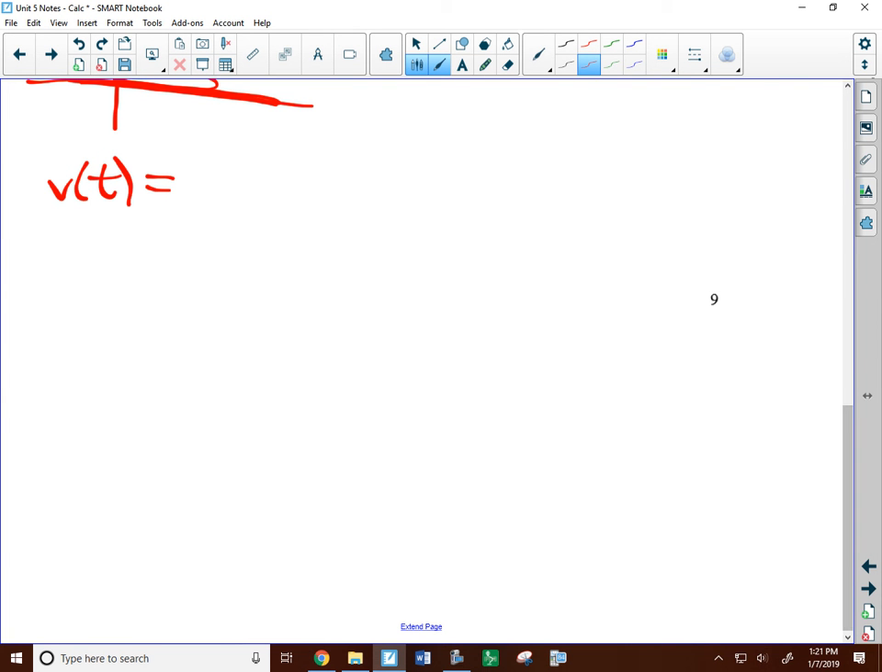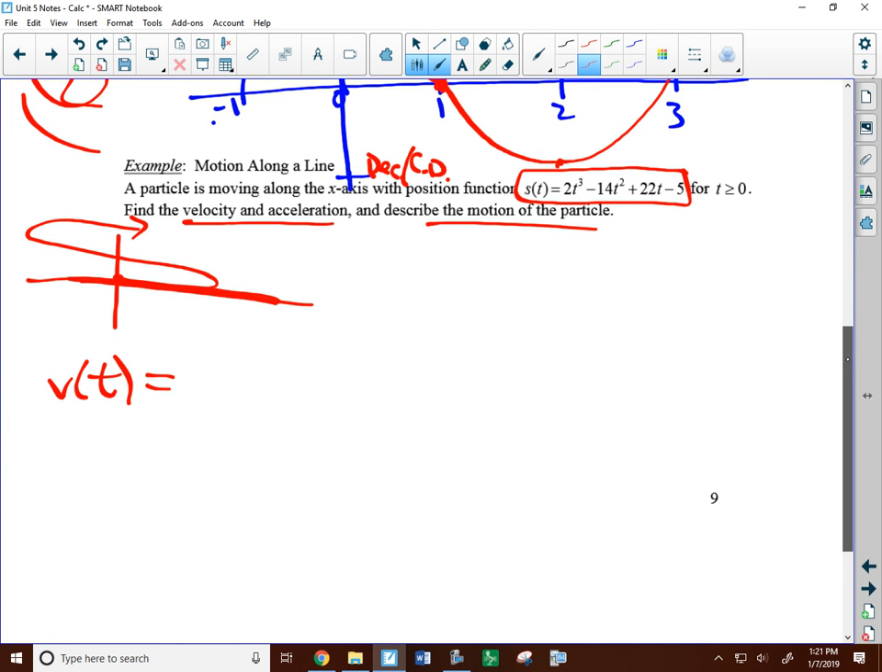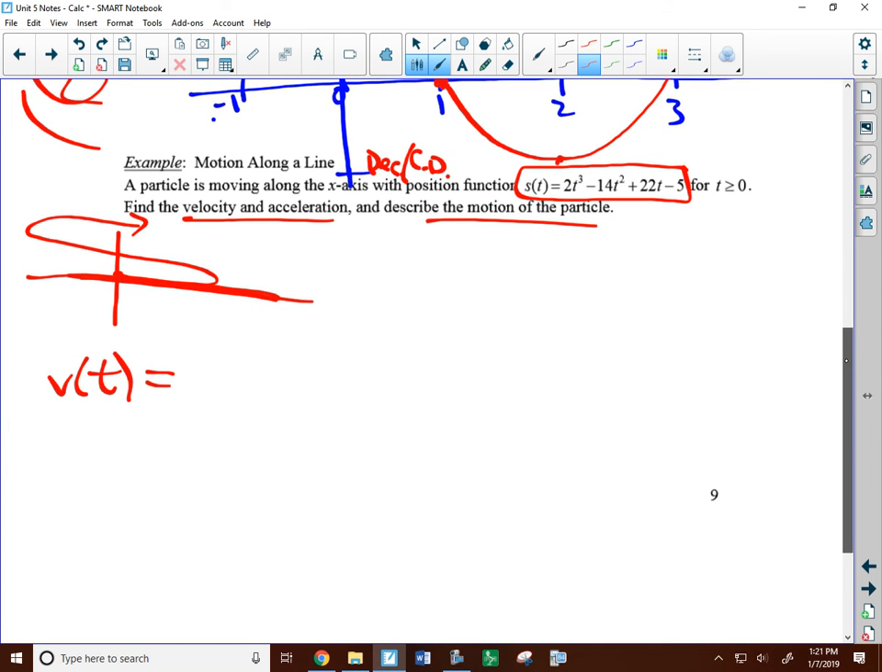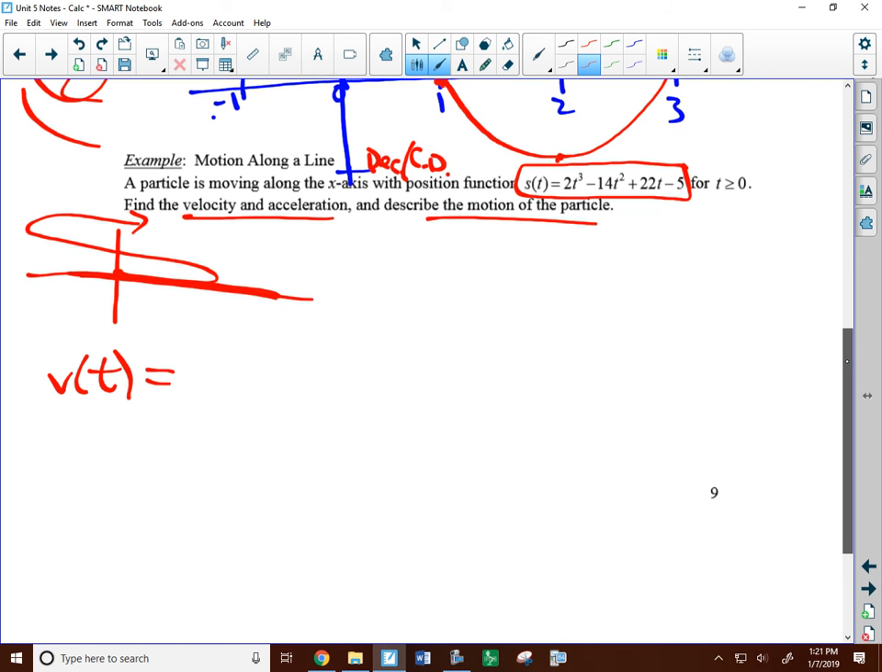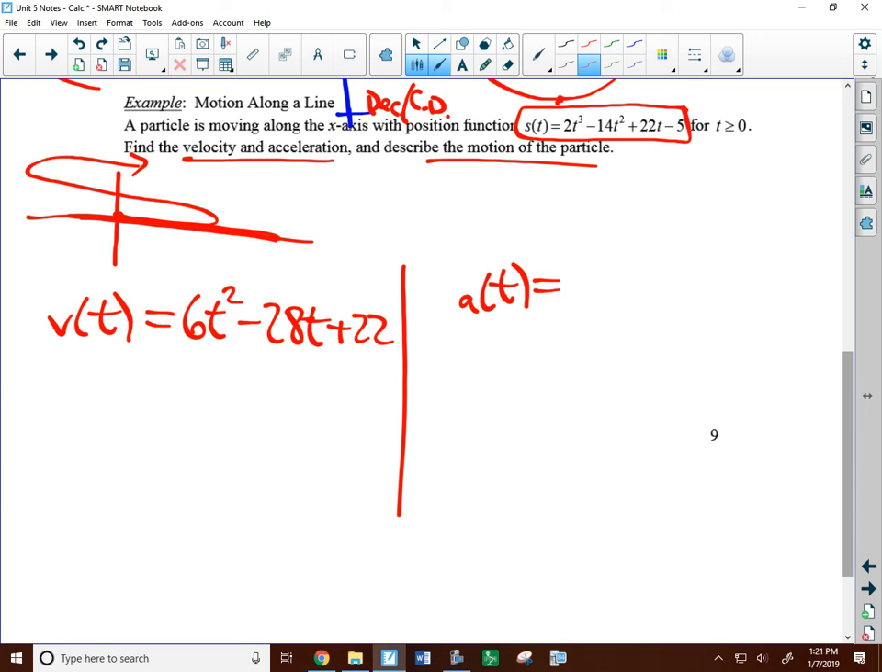Let us first get the velocity. How do we get that? First, remember position, then velocity. So I do the derivative of position: 6t squared, a good power rule, minus 28t plus 22. I need to finish that in a minute, but let me go ahead and just get the acceleration.